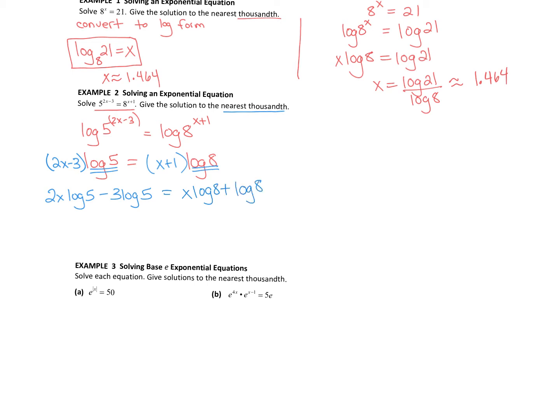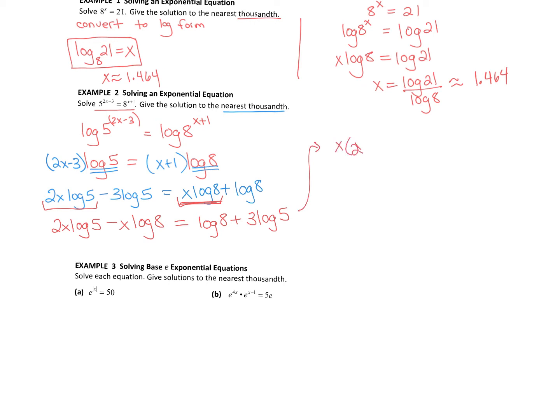So now I want to get anything that has an x in it, which is this term and this term, on one side, and anything without an x on the other. So I'm going to do 2x log 5 minus x log 8. So I'm subtracting this, equals log 8 plus 3 log 5. So on the right-hand side now, remember that's just a number. We're not going to use our calculator just yet. We're going to factor an x out of the left-hand side.